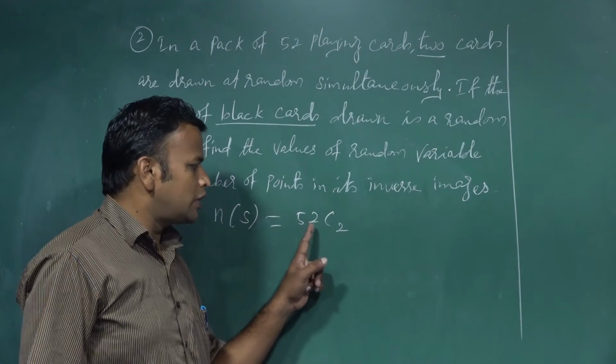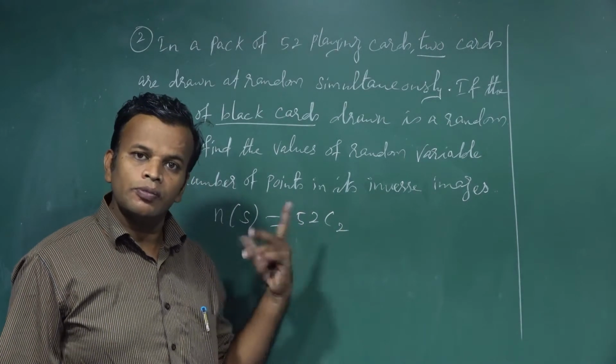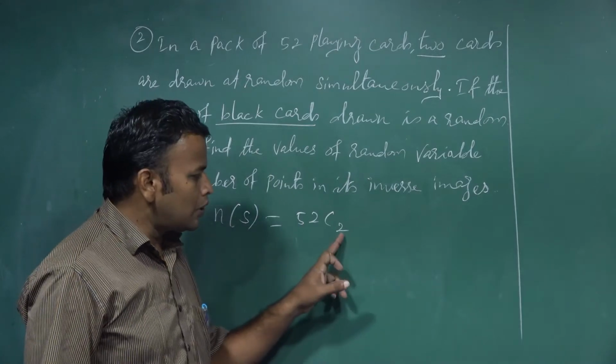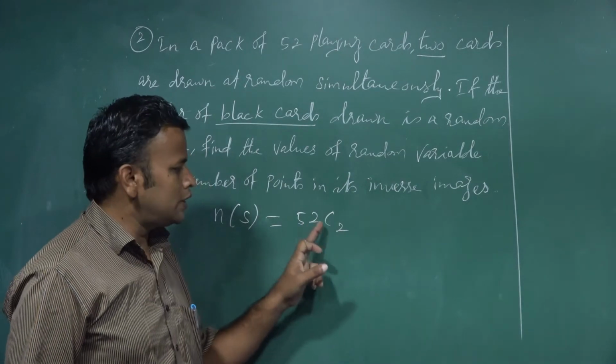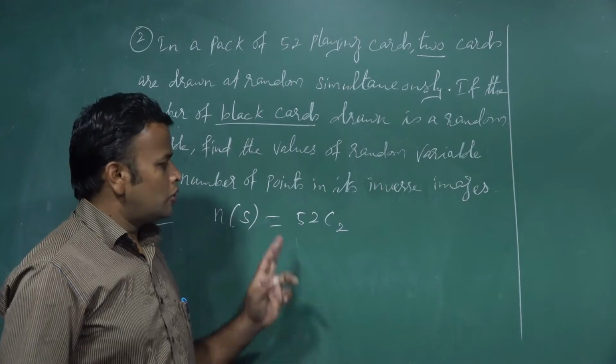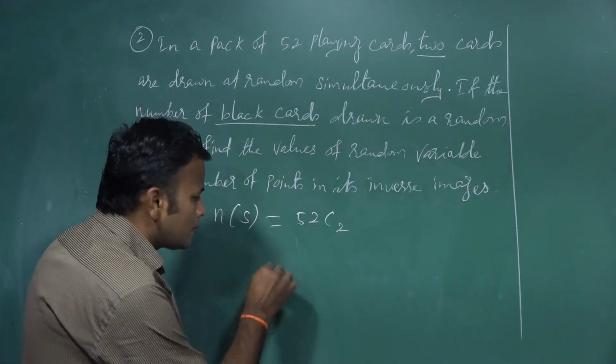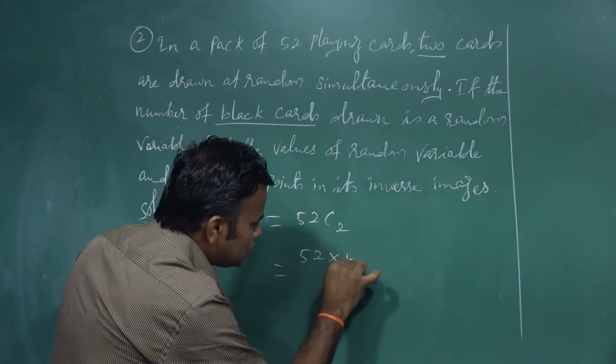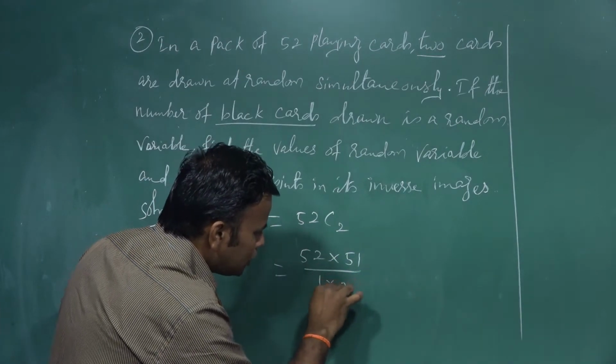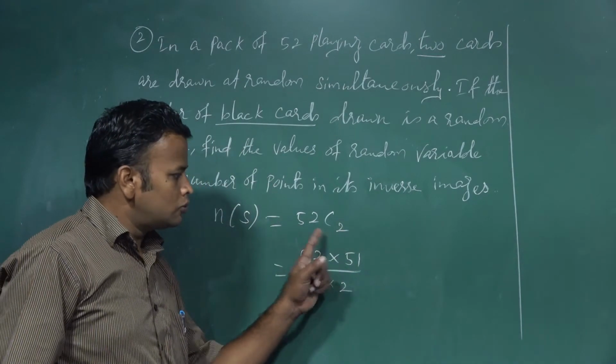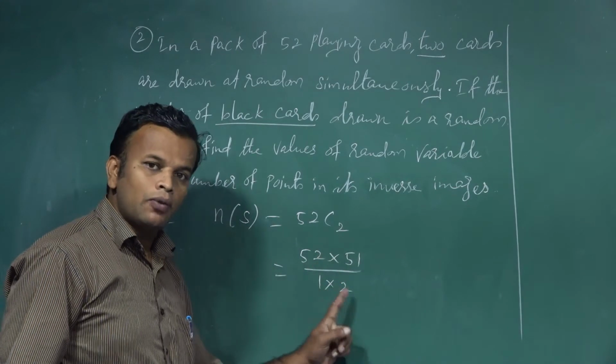What is the reason to write 52 here? The total number of cards is 52. Out of 52 we will be taking how many cards? Just 2 cards, so I write 2. 52C2. You know very well how to find 52C2. It is 52 into 51 by 1 into 2. Two times 26 is 52, so 26 into 51 by 1.